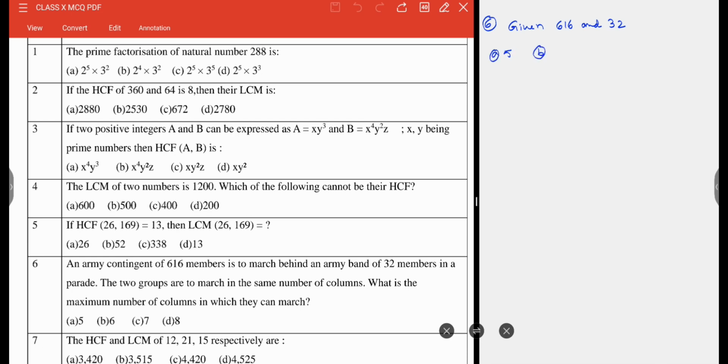Option B is 6. Option C is 7. Option D is 8. Here we can see clearly only 8 can divide both 32 and 616, or we can find out HCF directly, like by using the prime factorization method, we can find out HCF.